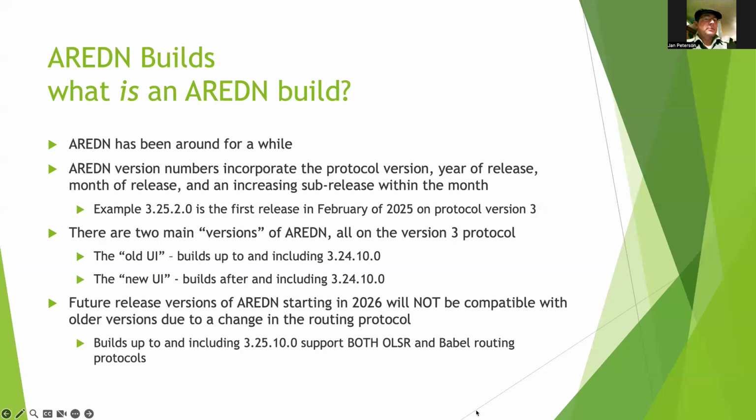Starting next year, the base routing protocol that's used will be changing to the Babel protocol. And I'm going to talk about that for a little bit, okay? So up until this point, the AREDN system has used a routing protocol called OLSR, Optimized Link State Routing Protocol. And what that means is that every node has to know every other node on the network and how to get there, okay? So as your network gets bigger, that gets more and more clunky and uses more and more memory within each node.